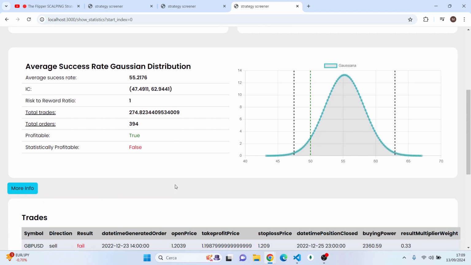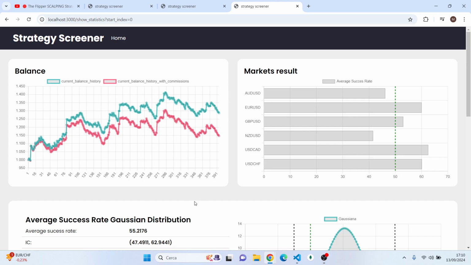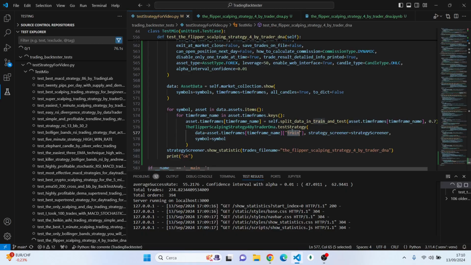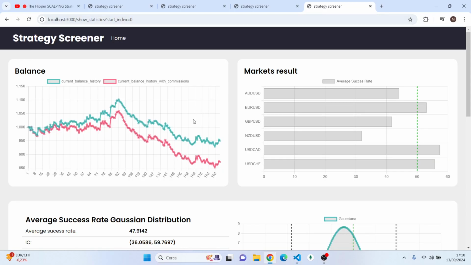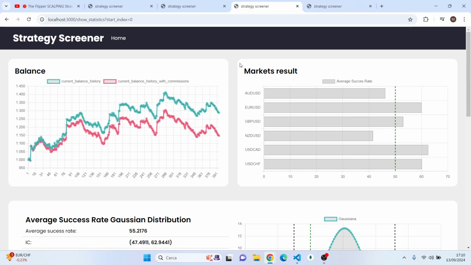So let's try anyway to run the strategy on the test dataset. And also we can see that it's not statistically profitable. We have to bear it in mind. It's not statistically profitable. So let's rerun the strategy and let's see if we have overfitted it or not. So let's see. Oh, as you can see, we have clearly overfitted it. The new average success rate is quite far from the one we have found before.